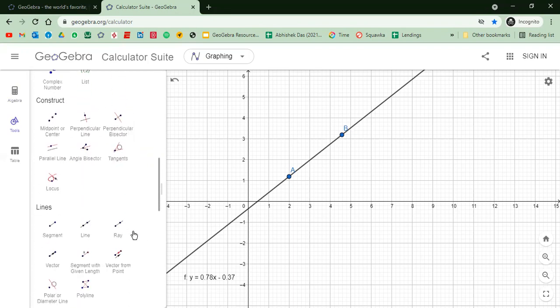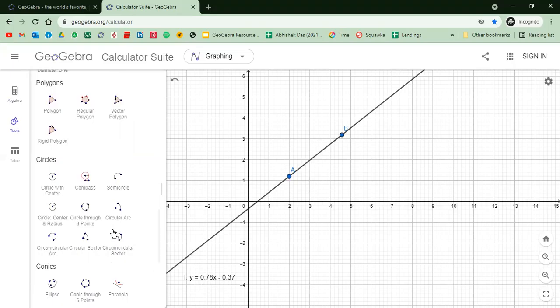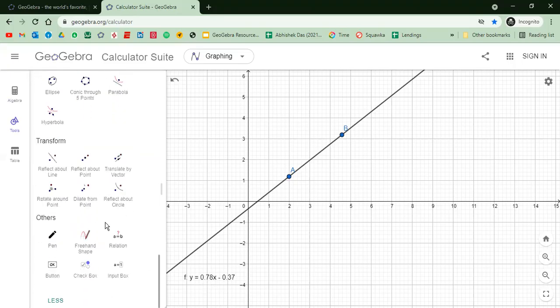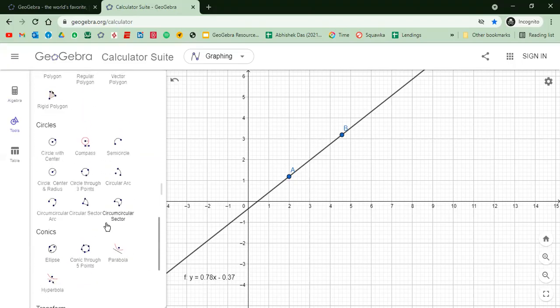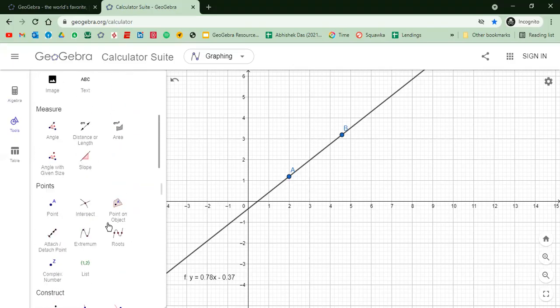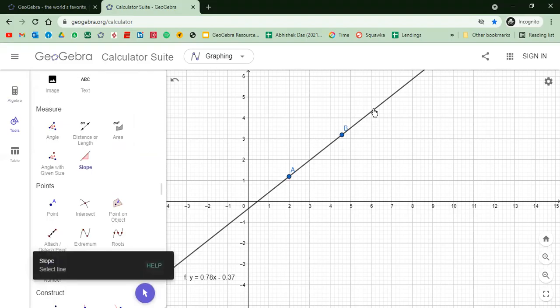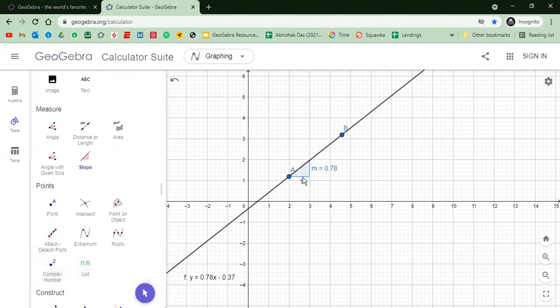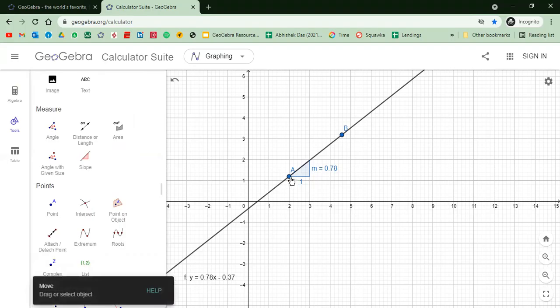Let us figure out the value of the slope. It is already 0.78, but we'll see how it changes as we change the orientation of the line. So we'll go to this measure function, click on slope. Let's find the slope out here. The slope is 0.78. You can see it's 0.78 here also.